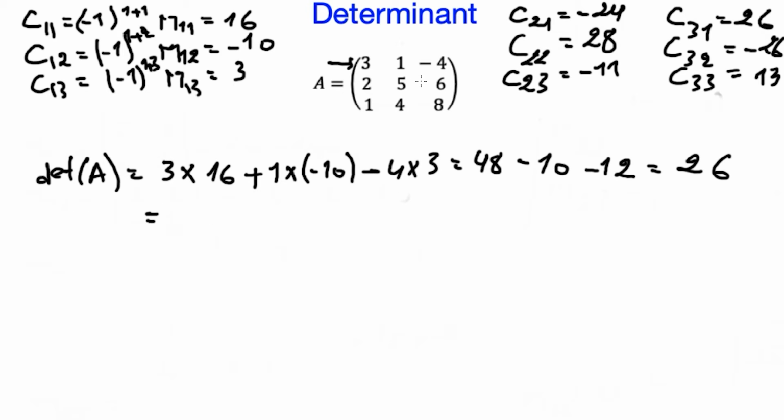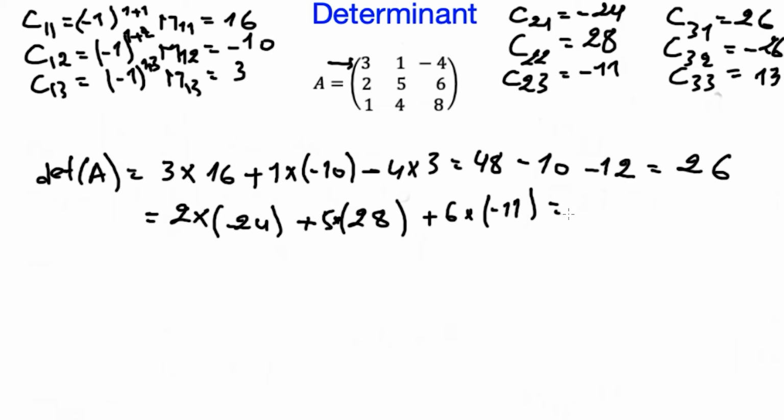So it is also equals, when we go with this row, so it will be 2 times C21, which is minus 24, plus 5 times C22, which is 28, plus 6 times C23, which is minus 11, which must be equals 26, so they are all equal. So here is minus 48, 5 times 28 is 140, minus 66, so the sum will be equals 26.